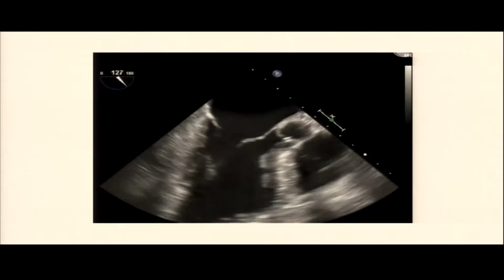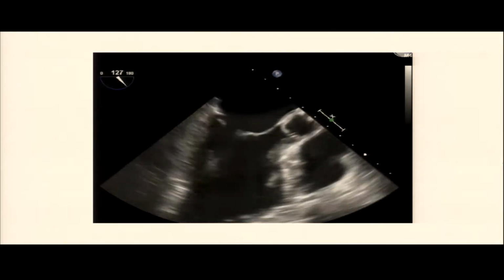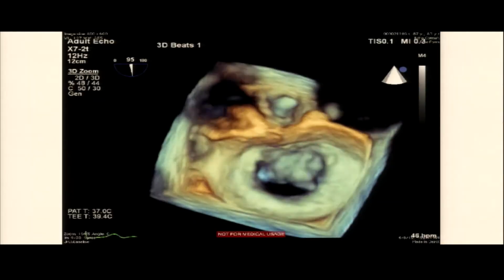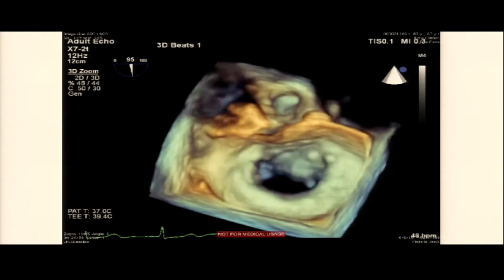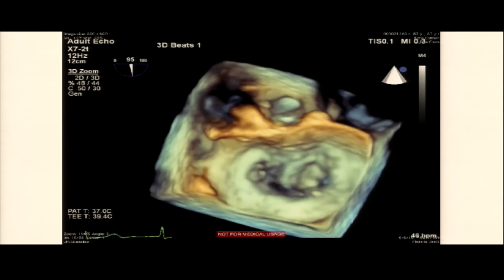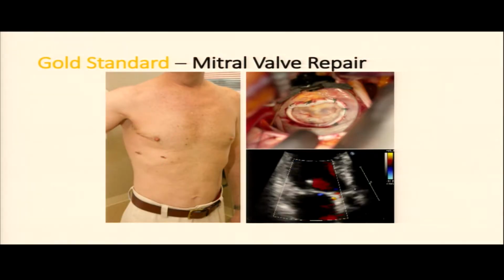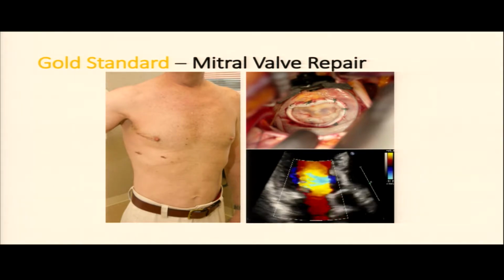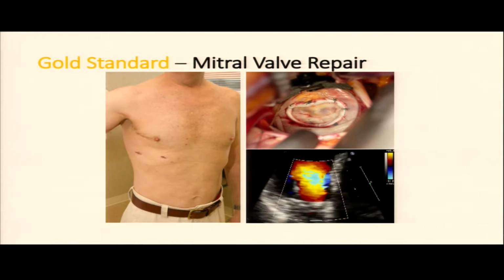And here's a nice, thin patient. You see the flail leaflet, the torn cord. You see it here. It's actually a different patient, but here you have A2 flail. There's the torn cord. These are cases that you ought to be able to fix. I believe, and there are surgeons who would argue about this, but I believe this is the gold standard today.